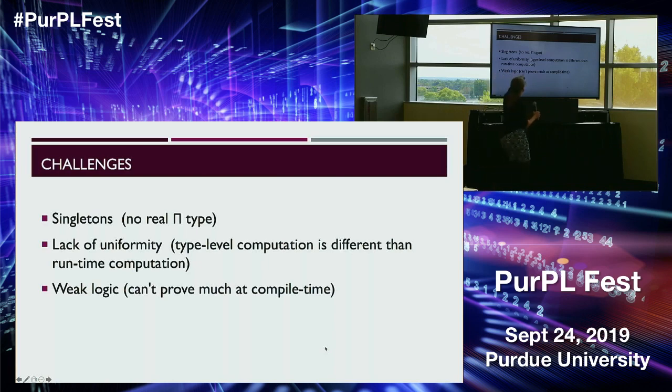In fact, it lacks this pi quantifier, which is the type of a dependently typed function. And so that has to be coded up using this technique called singletons. Now, there is a library to support this in Haskell, but of course it would be better if this was more primitive in the language. The second big challenge for Haskell is that when you go to a dependent type system, one of the attractions is its uniformity, the fact that programming at the type level is the same as programming at the term level. This is not true for Haskell.